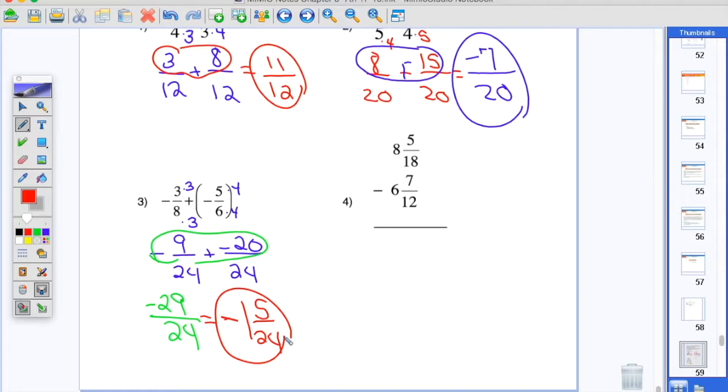For number 4, we can also write these vertically, 8 and 5/18 minus 6 and 7/12. The common denominator that they would both have in common is 36. So 8 and something over 36 minus 6 and something over 36. 12 times 3 gives you 36, so 7 times 3 is 21. 18 times 2 is 36, so 2 times 5 is 10, and we're subtracting.